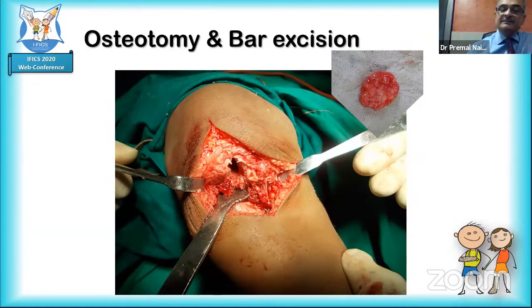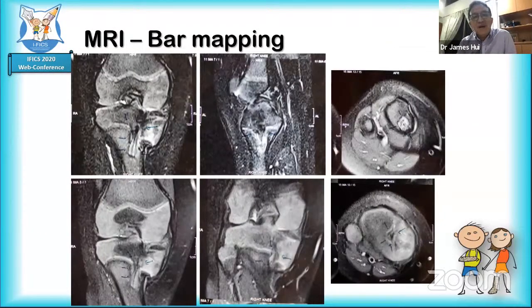Yes, James, you want to say something? Pramal, can you go back to the MRI? Yeah, I'm glad that Tejun said that. I'd like to point out to everyone that there's no depression or plateau here. Neither do you see the hypertrophic meniscus, which tends to be associated with Blount's on MRI. Shital, do you agree with me on that?